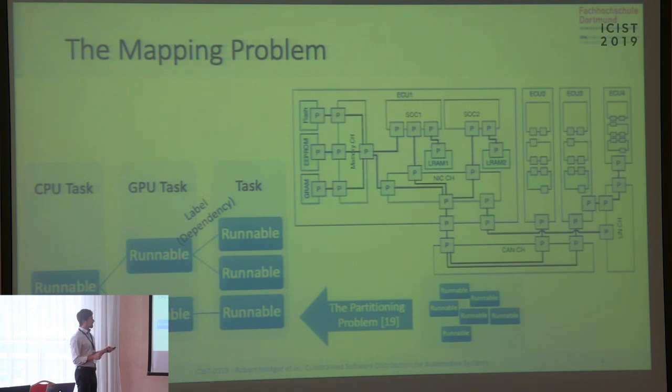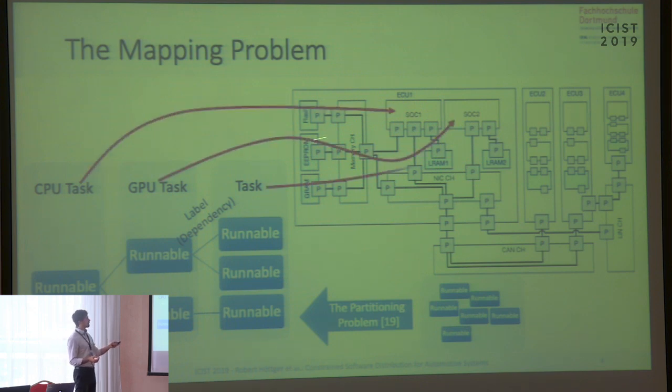So now, talking of the mapping problem, the question is, to what processor do I assign which task, right? So for example, you can put this task over there, the GPU task on a specific GPU, another task on some other ECU, and so on. So this is the mapping problem that we tackle, because this software distribution, the mapping problem, of course, influences response times, label access times, and many more, and all those timing constraints.